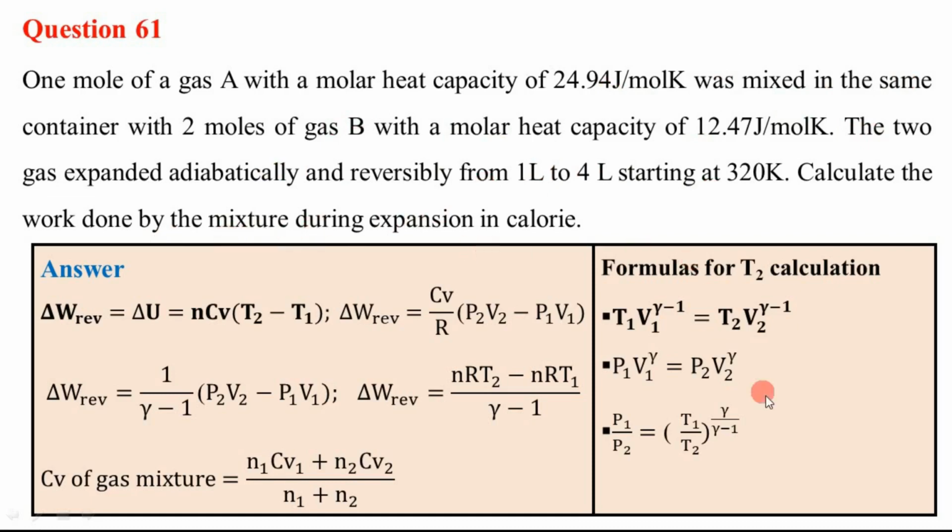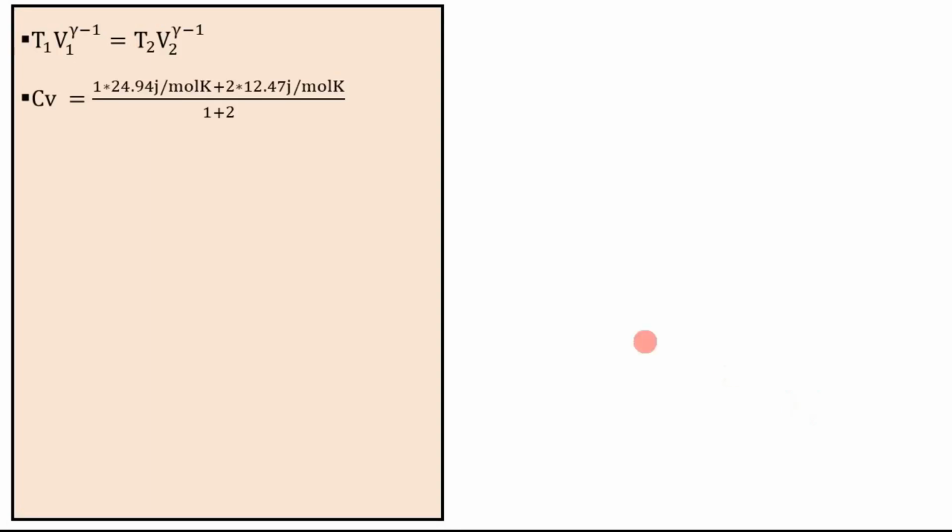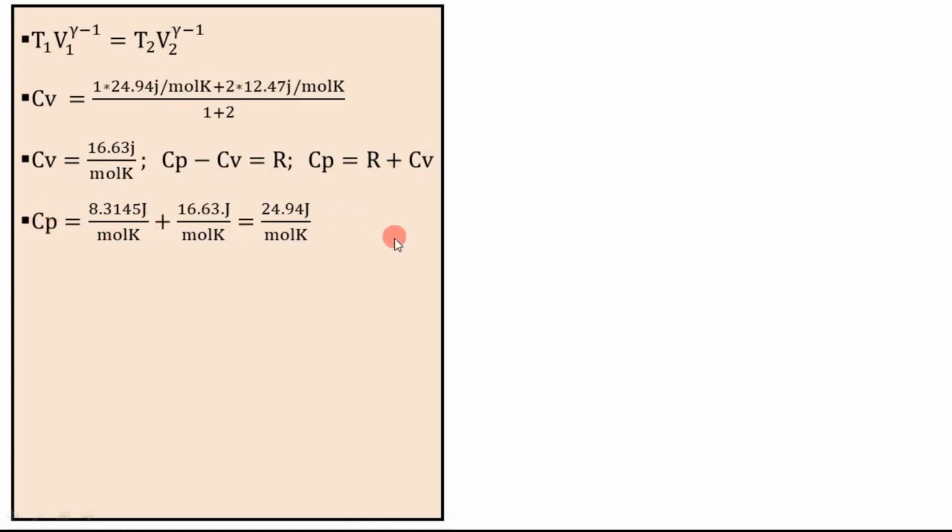Let's see. Here we can calculate the gamma ratio. Then we have here 1 plus 2. This is the combined CV. After getting the combined CV, we can calculate the CP and CV. So we have the combined CV. After getting the combined CV, we can calculate the CP by taking CP is equal to R plus CV. Then after getting the CP, we can calculate the gamma which is equal to CP divided by CV. Then we get the gamma ratio which is 1.5.